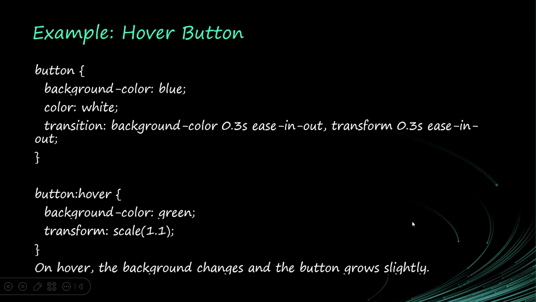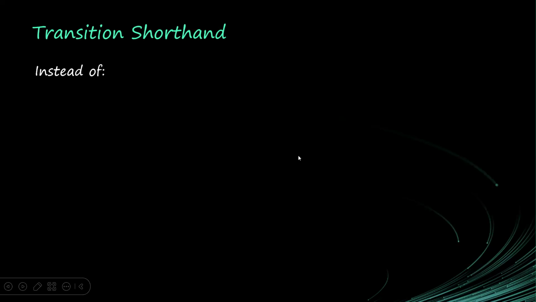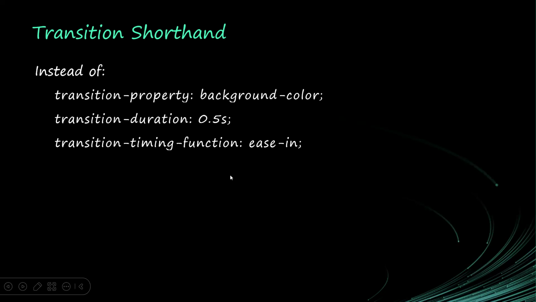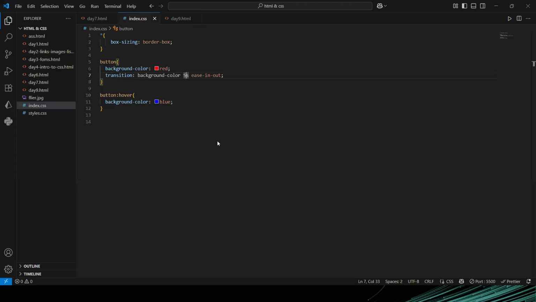So on hover, the background changes and the button grows slightly. Okay. So the transition shorthand, instead of transition property, you can actually, if you don't want to use the shorthand, spread them like transition property, transition duration, transition timing function, transition delay. So if I don't want to do this now, instead of saying transition, this is the shorthand.